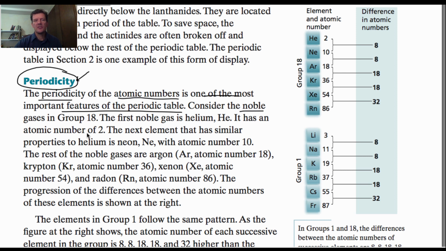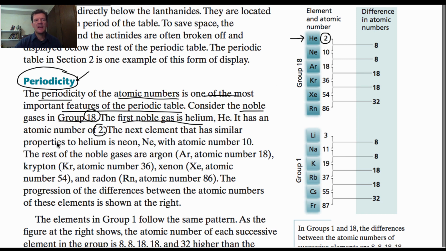It says, consider the noble gases in group 18. Remember, those are the inert gases at the end. That's group 18, the 18th group all the way at the end. The first noble gas is helium. So right here, it has 2 protons in the nucleus. It also has 2 electrons. So its atomic number is 2.